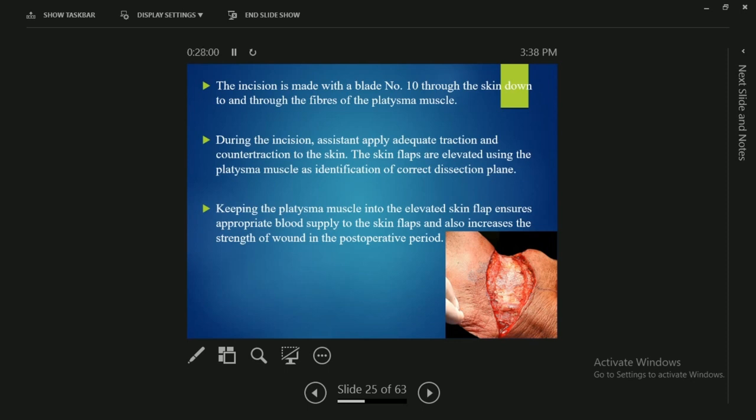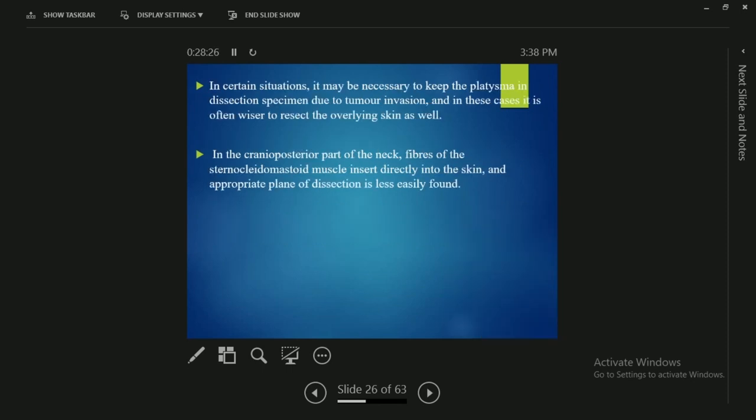The incision is made with the blade number 10 through the skin down to and through the fibers of the platysma muscle. During incision, assistants apply adequate traction and counter traction to the skin, and the skin flaps are elevated using the platysma muscle as the identification of correct dissection plane. Keeping the platysma muscle in the elevated skin flap ensures appropriate blood supply to the skin flap and also increases the strength of the wound in the postoperative period. But in certain situations when there is involvement of the platysma muscle due to tumor invasion, then in those cases along with the platysma the overlying skin should be resected.